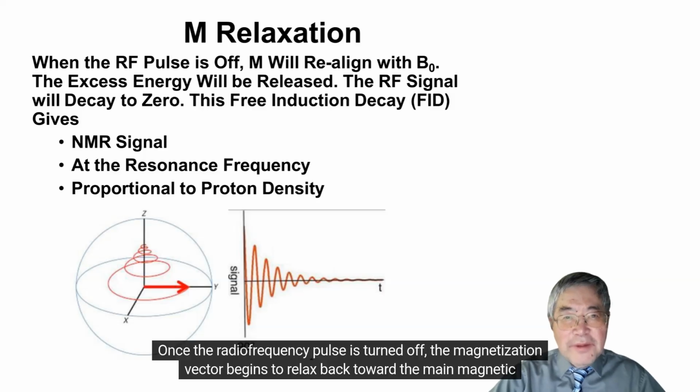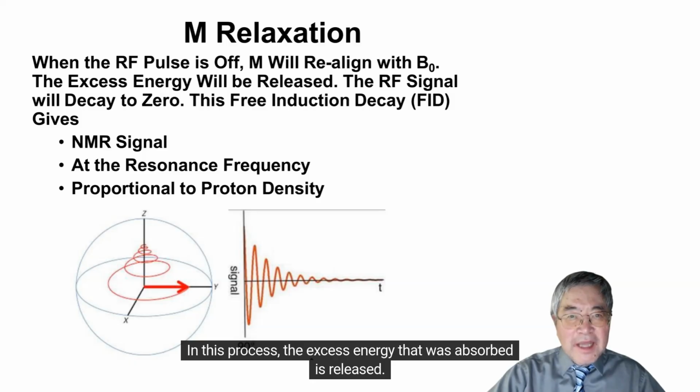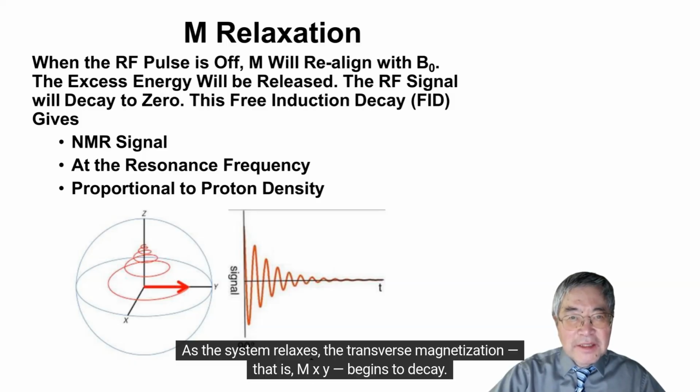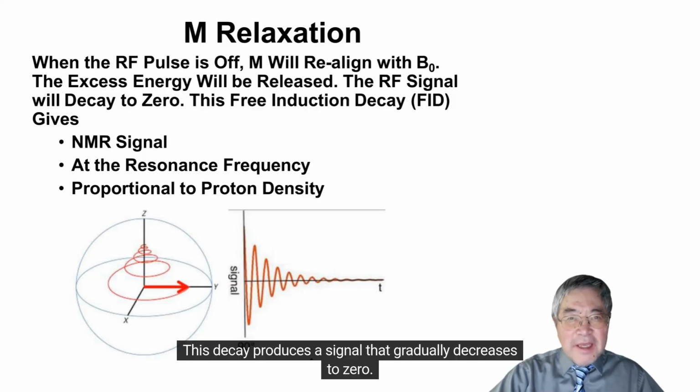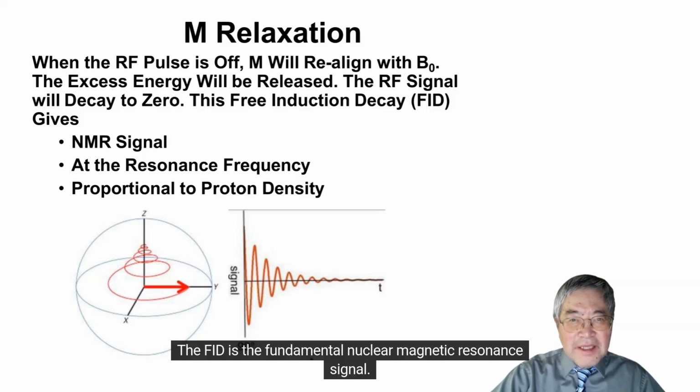Once the radio frequency pulse is turned off, the magnetization vector begins to relax back toward the main magnetic field, capital B0. In this process, the excess energy that was absorbed is released. As the system relaxes, the transverse magnetization, that is Mxy, begins to decay. This decay produces a signal that gradually decreases to zero. We call this the free induction decay, or FID. The FID is the fundamental nuclear magnetic resonance signal.